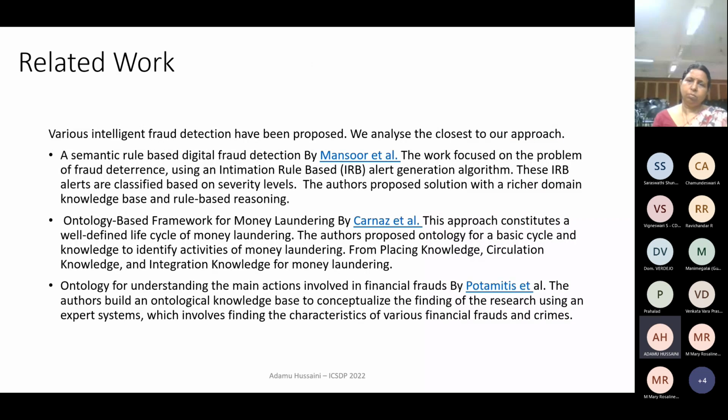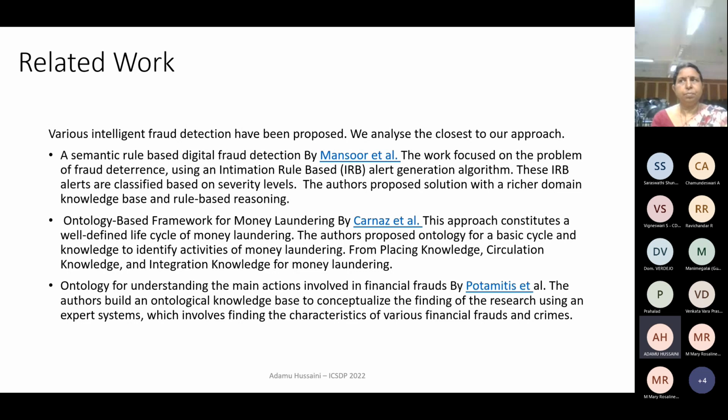There are several related works for financial fraud and other fraud detection approaches that have been implemented in ontology. Some of them are a work by Mansour, which focuses on a rule-based ontology detection system that sends an alert to the user once there is unusual behavior or unusual activity in his account.